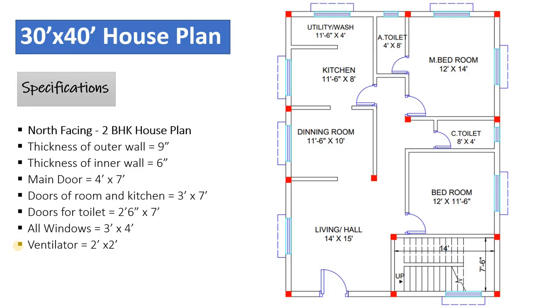First we will see house plan. 30 by 40 house plan. It is a 2 BHK house plan. The main door of the plan is facing towards the north, so it is a north facing house.